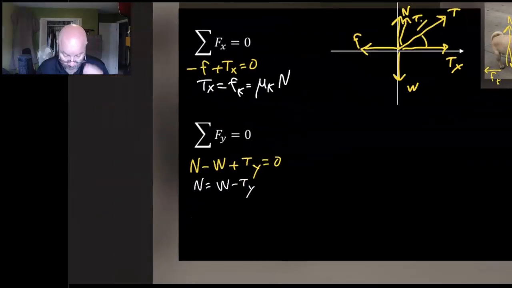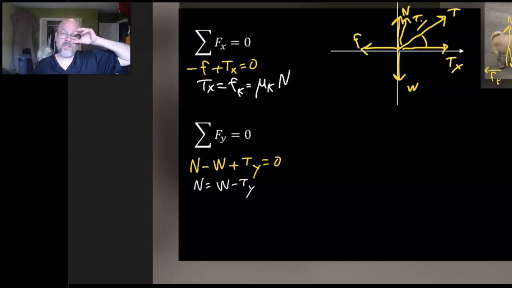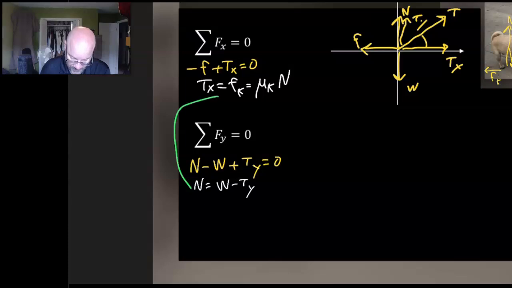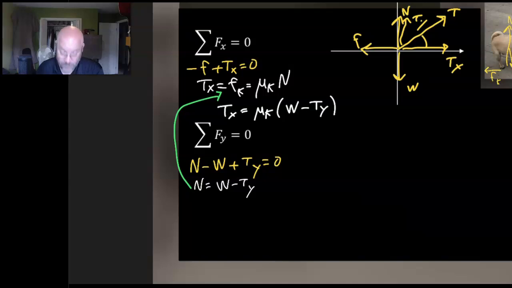So here's an example where you don't want to just assume that your normal force is always equal to the weight. Okay. Now let's take this and plug it in up here. See what we get. What we're going to have here is Tx is equal to mu k onto W minus Ty. Okay. Now I apologize, this is going to get just a little bit messy. There's no way around that here.